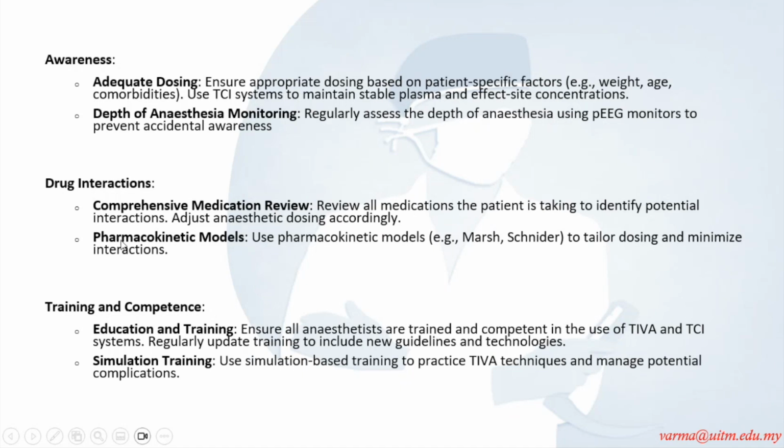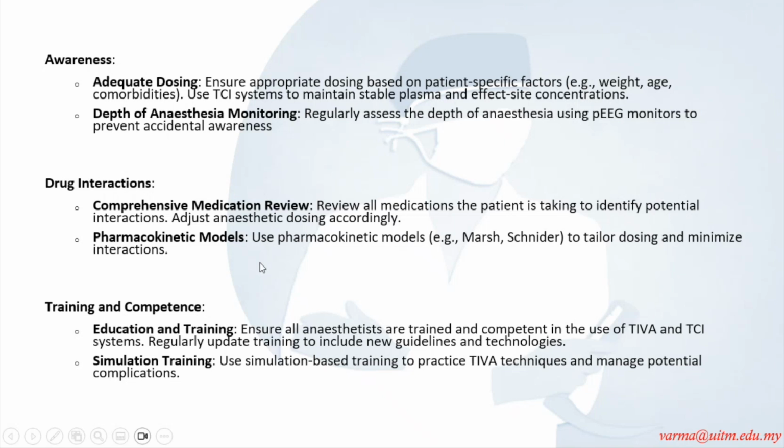Awareness: adequate dosing based on BIS, so you don't cause anesthesia awareness under GA, using depth of anesthesia monitoring with BIS. Drug interaction: what kind of drugs you want to use, if you want to use a combo drug, or if you are using some other drug, whether they have any drug-drug interaction. You also need to know about the patient's drug allergies and drug adverse effects from previous general anesthesia.